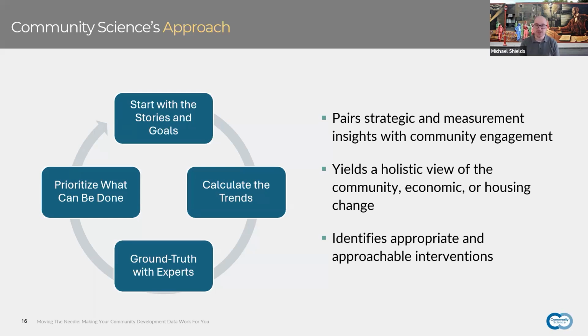It allows us to pair strategic measurement and insights with community engagement, a key element here, adding the local context and talking to the community and getting community input. It gives us a more holistic view of how change is happening in a local place. And it helps us identify with our partners the appropriate and approachable interventions, the doable, feasible ones, not the pie in the sky, where if everything happens, this will be great and I'm done and I don't have to do anything anymore. It's more: this is what I have control over and can do now, and this is what I have control over and can do in the next 6 months. So, thinking of that as the process here.